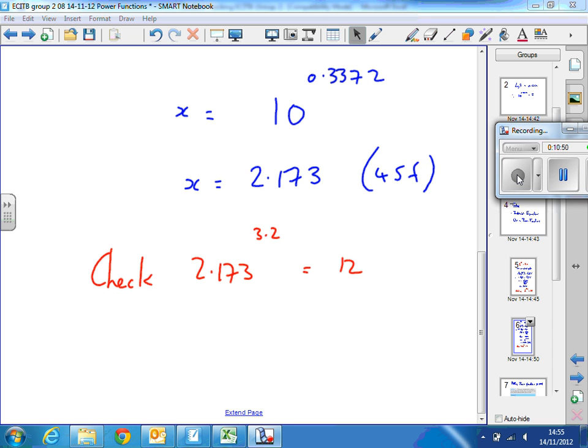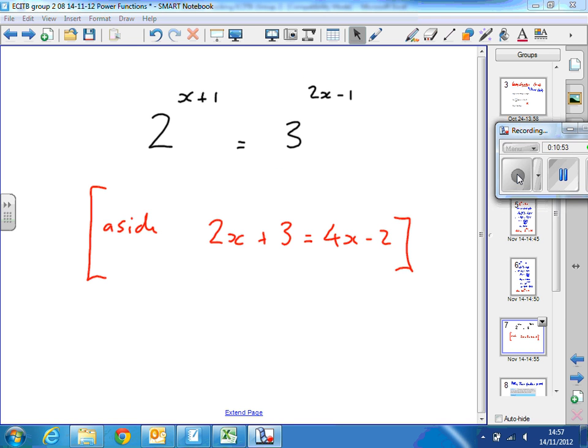Okay, let's look at this. I want to try and solve, by using logarithms, this indicial equation. So I'm going to take the logarithm of both sides, which means that those powers can come down and turn into multiplications. And then we've got an equation to solve. But just before we do that, let's look at this one as a little aside.